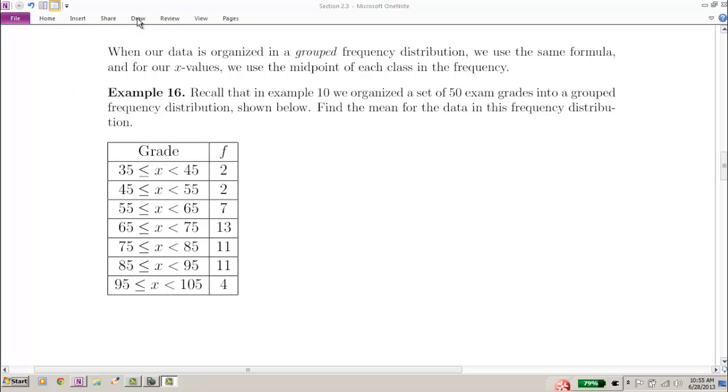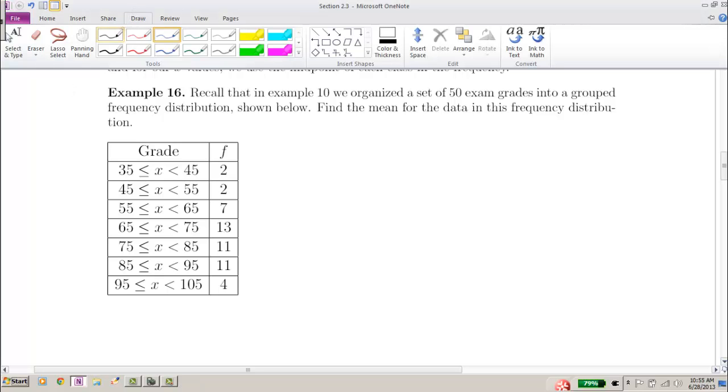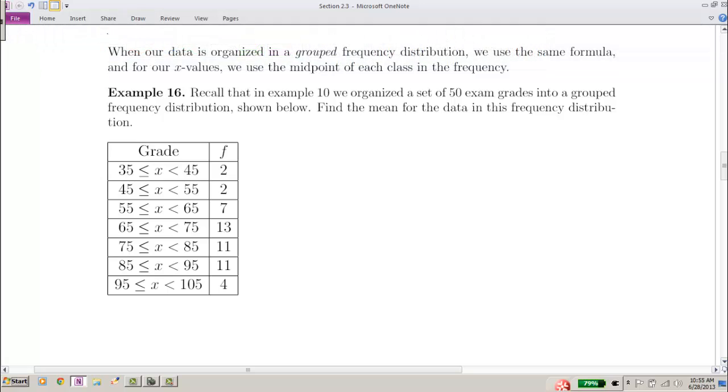In example 16, we're going to find the mean for a set of data. This time our data are in a grouped frequency distribution. So you may recall one of the first things that we'll need to do is pick a single value to act as our x value for that particular interval. And what we do is we always pick the midpoint of the interval.